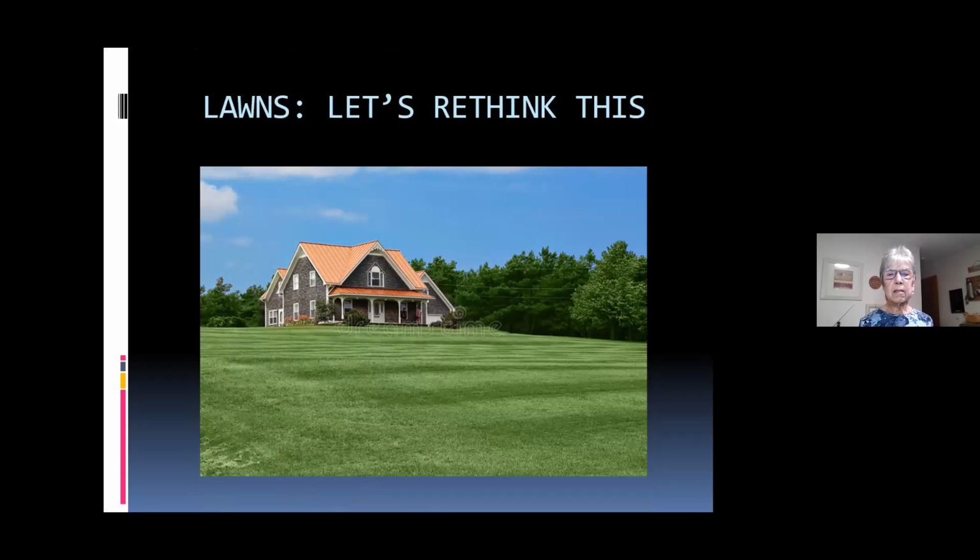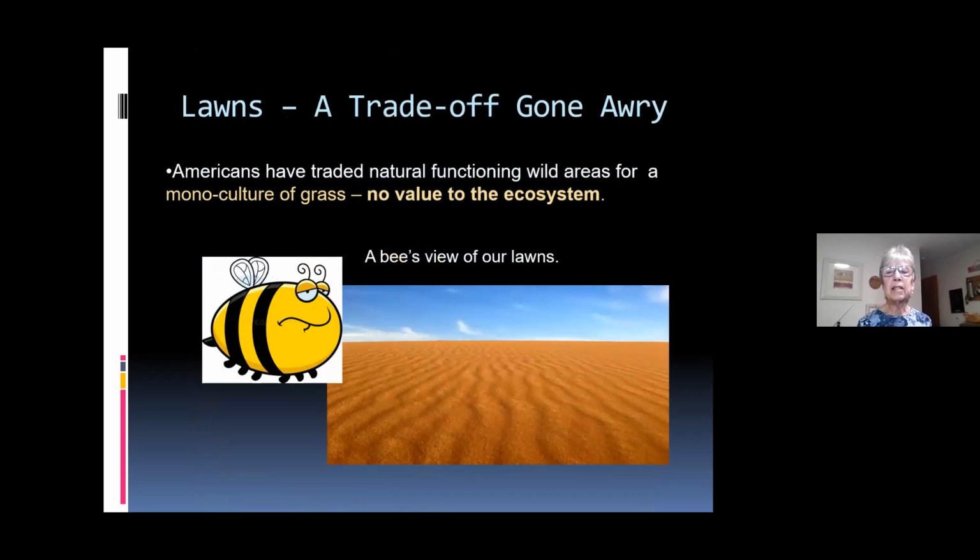Okay, lawns. This is a common sight, unfortunately, in Connecticut. You have like a 2 or 3 acre zoning. You've got a house, and then you've got 2 or 3 acres of lawn. It's not really something that the bees enjoy. This is what a bee sees when he looks at our lawns. There's nothing there that enhances him or entices him, because it's just grass. It's blades of grass.